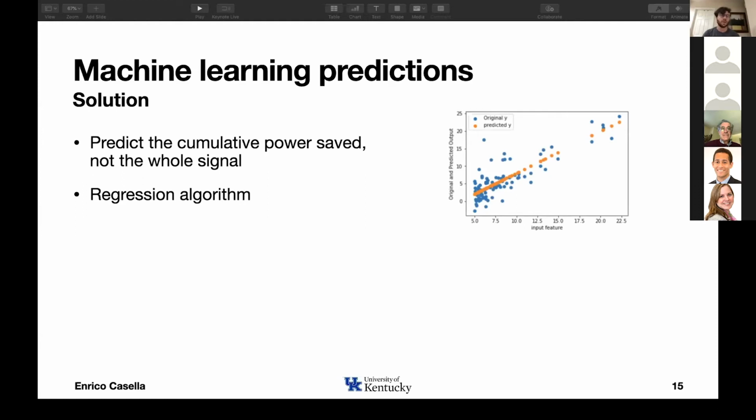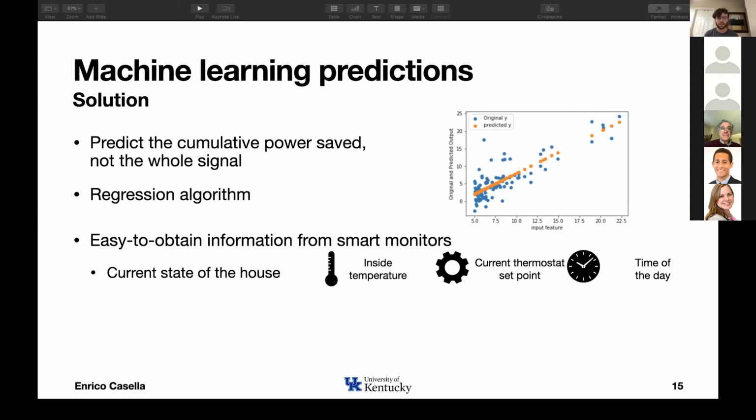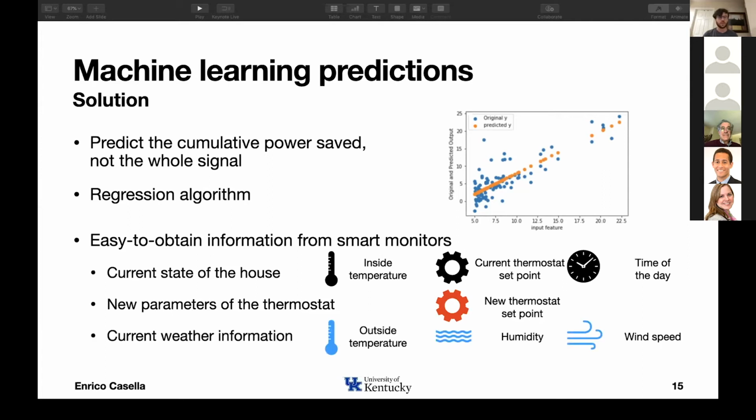Again, we keep in mind that we ideally want to adopt the system on a large scale, so we need information that is easy to obtain. And so we rely on the following information. We use the current state of the house in terms of inside temperature, the current thermostat set point, and the time of the day. And then, of course, we need to know the new thermostat set point, so the new temperature. And then we rely on weather information: outside temperature, humidity, and wind speed. And this is a summary of what our machine learning model looks like.